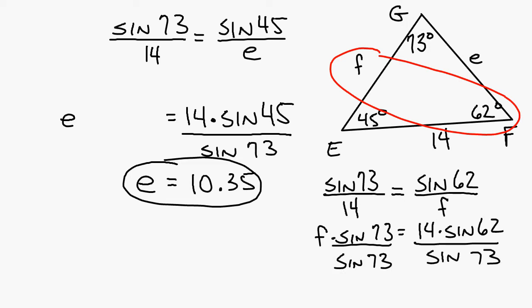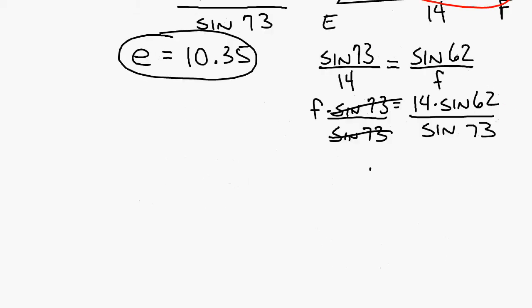Sine 73. And these two cancel again. And take 14 times sine 62 and divide it by sine 73. You may have to put parentheses around your 14 times sine 62. What'd you get? Before that, what'd you get? 12.9? Okay. F equals 12.9.